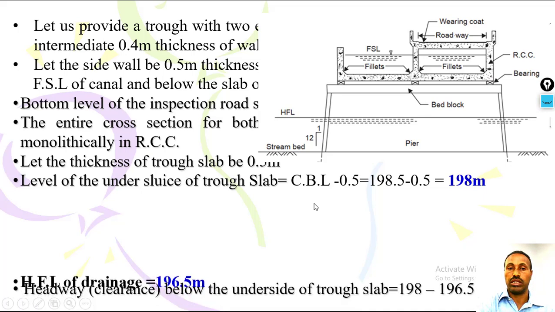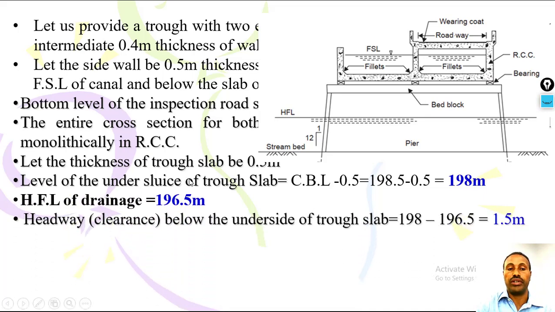Then let's continue. The highest flood level of the drainage is already given, which is 196.5. This is the level of the highest flood level. Then the headway clearance below the undersluice of the trap slab: you simply subtract, 188 minus this one, you have 1.5. This is the headway clearance below the undersluice of the trap slab, between this one up to this one.